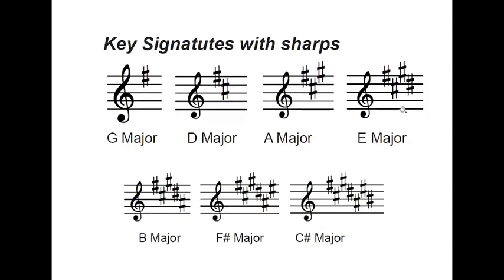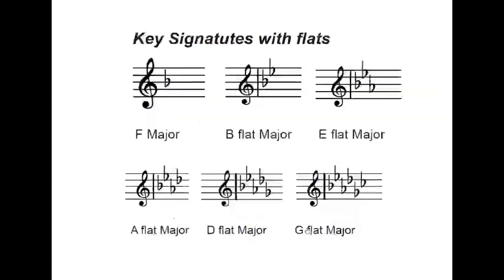Key E has 4 sharps. Key B has 5 sharps. Key F sharp has 6 sharps. Key C sharp has 7 sharps.